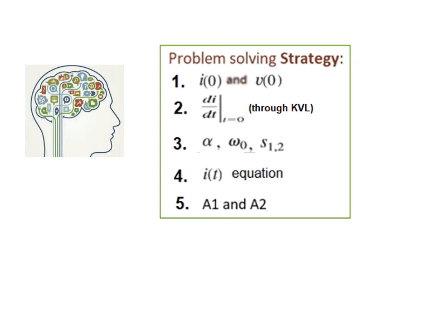This is the third video of the source-free series RLC circuit, and we'll just recall the problem solving strategy that we had formulated. We need to find I0, V0. We need to find di/dt at 0 through KVL. Then we find alpha and omega and S1 and S2 or WD if required. We write the general equation, the i(t) equation, and then from the i(t) equation we find A1 and A2.